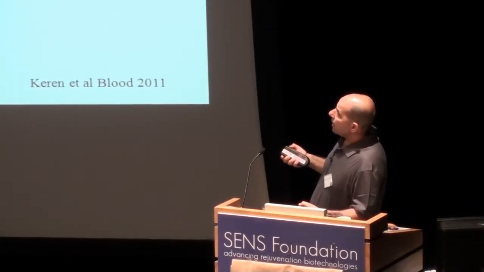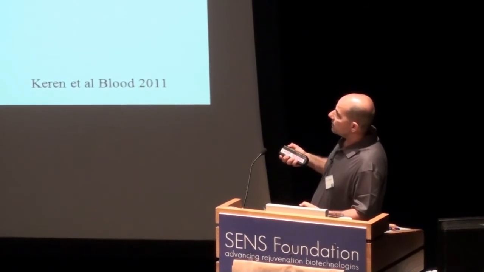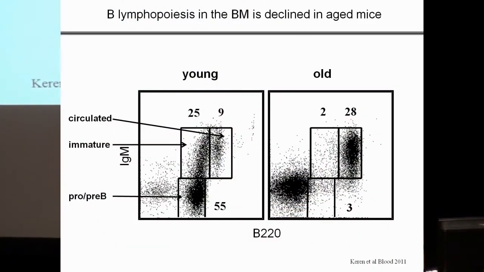You see that in the young, the majority of the B cells belong to the pro and pre-compartment and the immature, and few are in the recirculated. In the adult, you see that these earlier precursors, or the bone marrow-derived precursors, their frequency is very low, and most of the cells in the bone marrow are recirculated B cells.